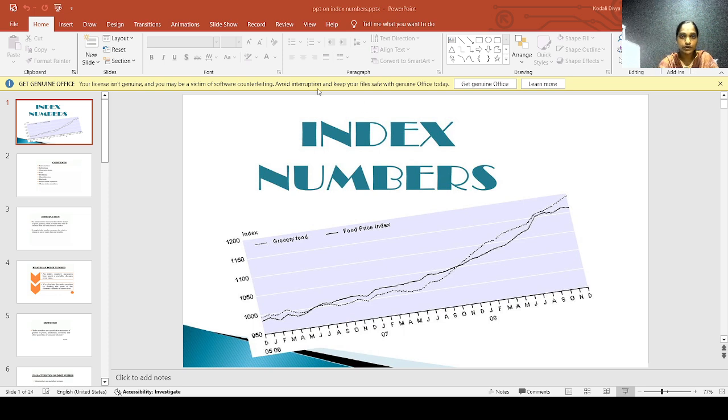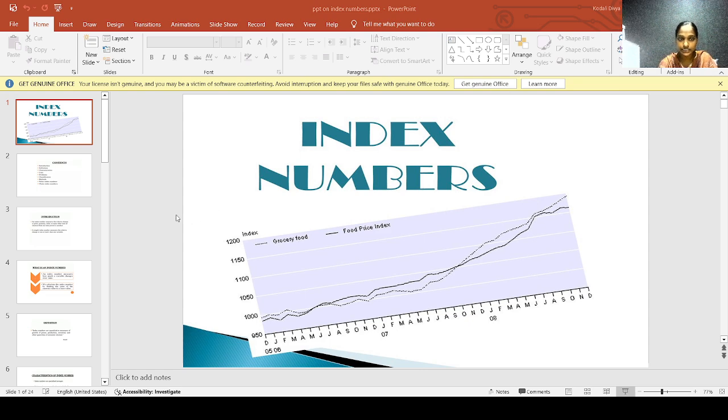Coming to Drobisch and Bowley's method, the weights are considered as the arithmetic mean of Laspeyres' and Paasche's. Then we get the formula as P01 equal to, this formula is Laspeyres' index number and this formula is Paasche's index number. Okay, Drobisch and Bowley's method is the arithmetic average of Laspeyres' and Paasche's index numbers. We get the index number suggested by Drobisch and Bowley.